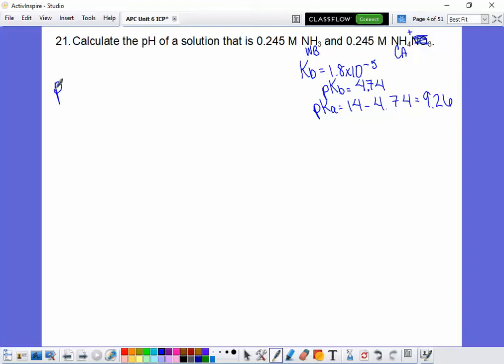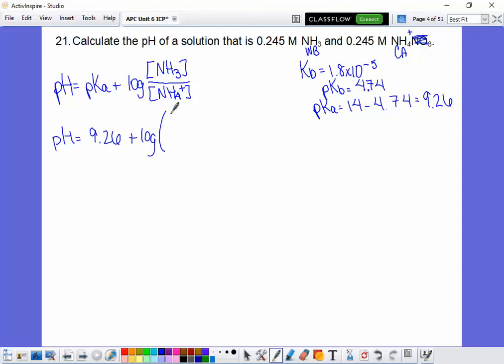So let's write out the Henderson-Hasselbalch equation. pH equals pKa plus log of what substance is going on the top here? NH3. It's always the base over the acid. So B over A. Okay, always the base over the acid. Always. Okay. So pH equals 9.26 plus log of, what's the top number? 0.245 over 0.245.